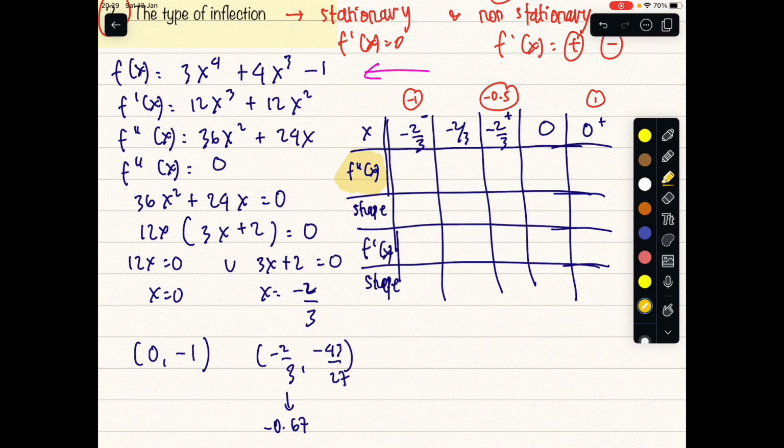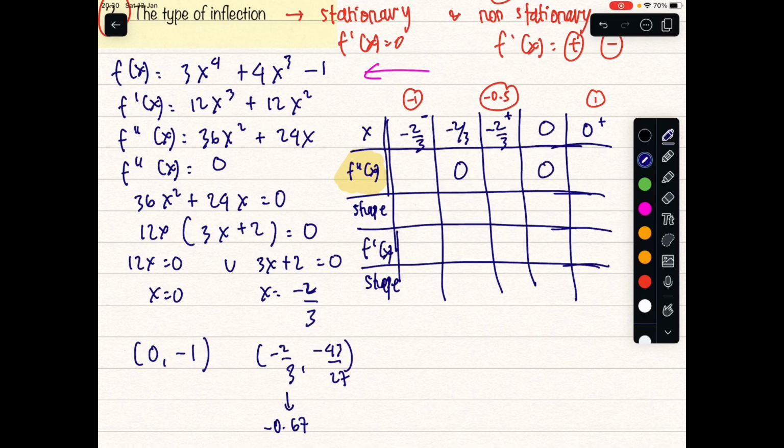Can you see I'm shading the second derivative part, because we want to know the concavity. Remember, when the second derivative is negative, it's concave down. When the second derivative is positive, it's concave up. But let's fill in the points that we got first. At negative 2 over 3, the second derivative is 0. And at x equals 0, the second derivative is also 0, because that's how we got it.